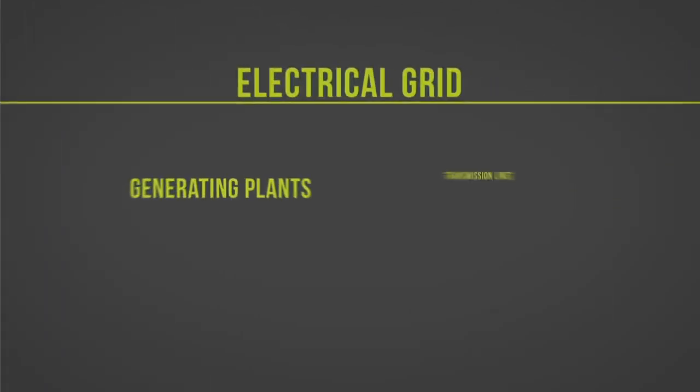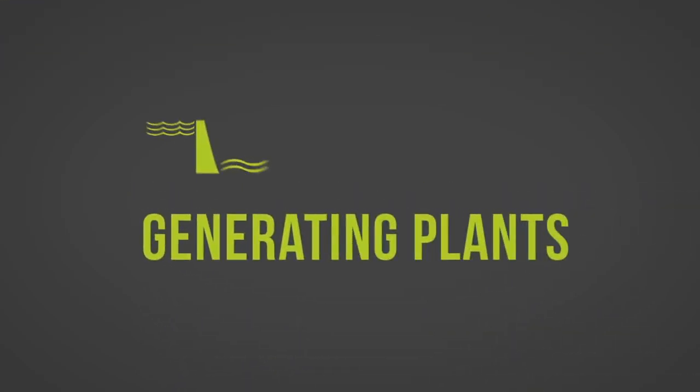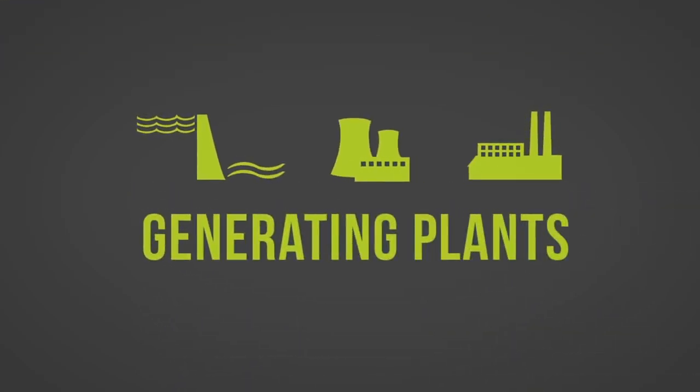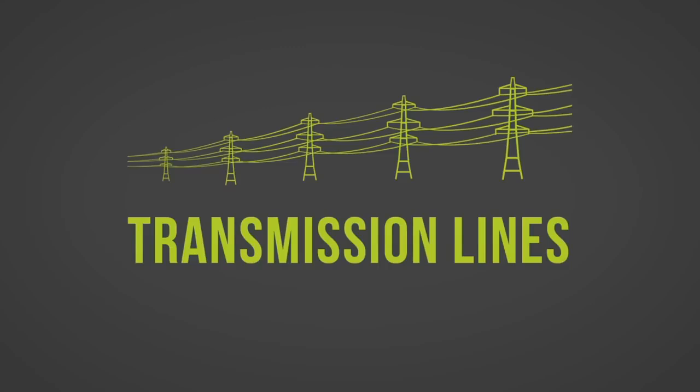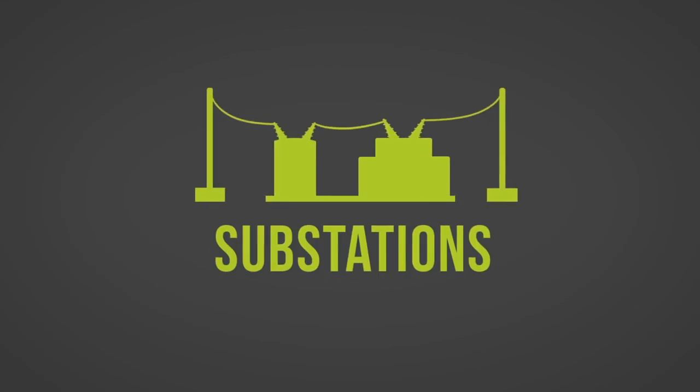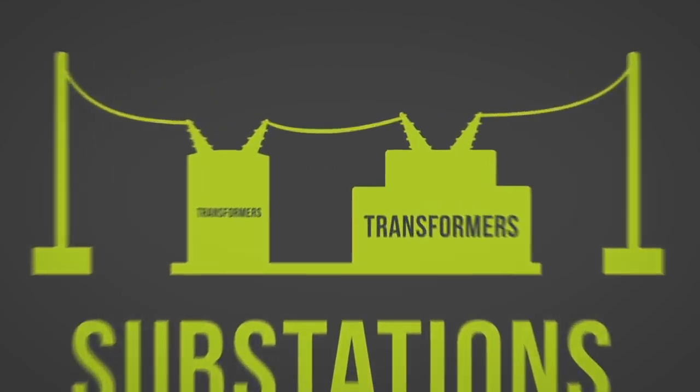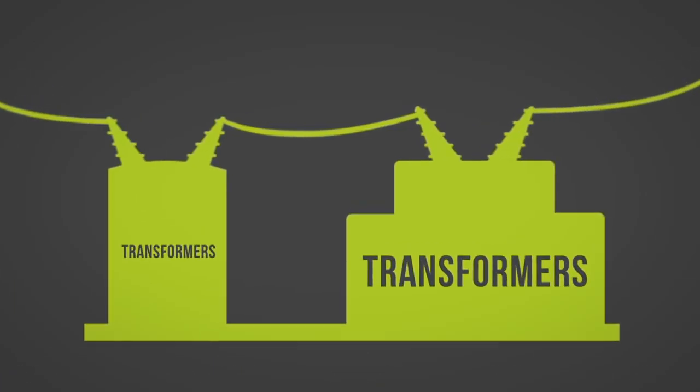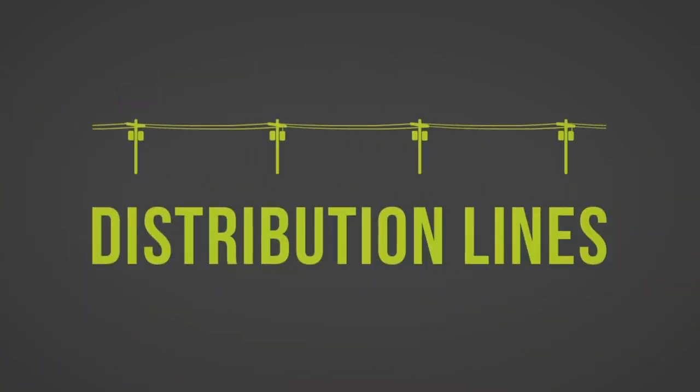It is comprised of these components: generating plants, where electricity is produced; transmission lines, infrastructure that allows electricity to be transported over long distances; substations, where electricity voltage is increased or decreased; transformers, the mechanisms that actually increase or decrease the electricity voltage; distribution lines, infrastructure similar to transmission lines but for lower voltages of electricity.